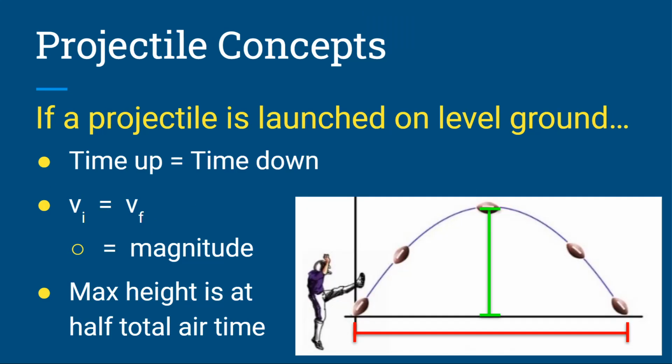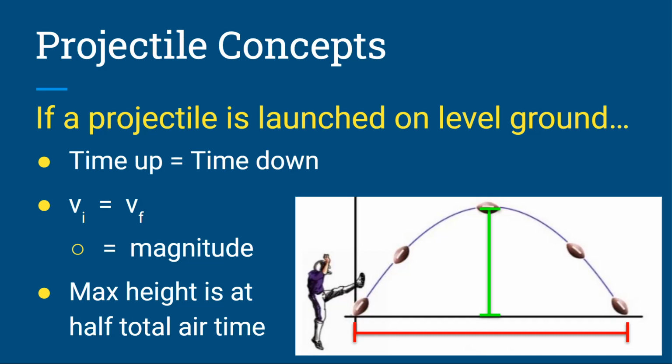So just a few things you need to remember about these projectiles before we get to the calculations, and I would write these down if I were you. Okay, if your projectile is launched, again, at an angle on level ground, then time up equals time down. The amount of time it takes to rise up to the top is equal to the amount of time it takes to fall back down to the ground again, assuming you're going back to the same height. That's why it says level ground.